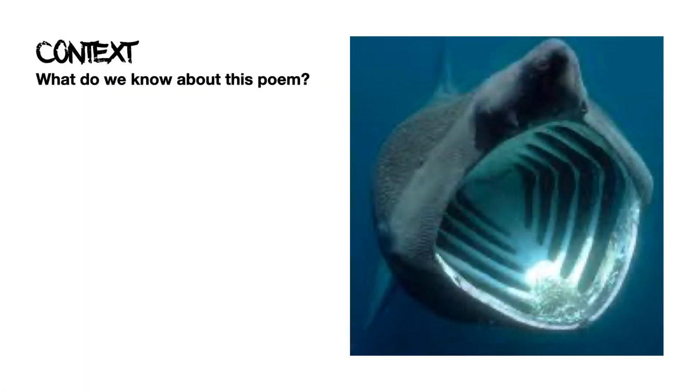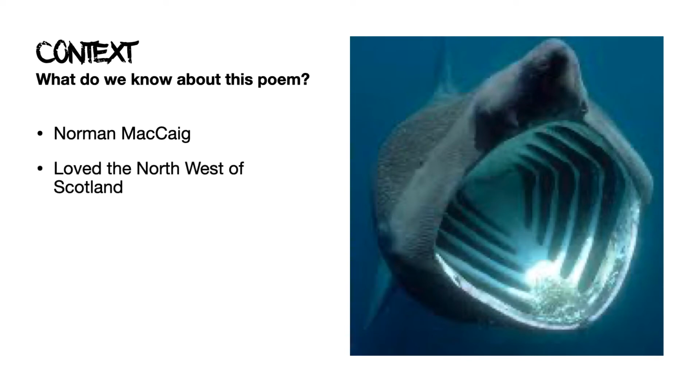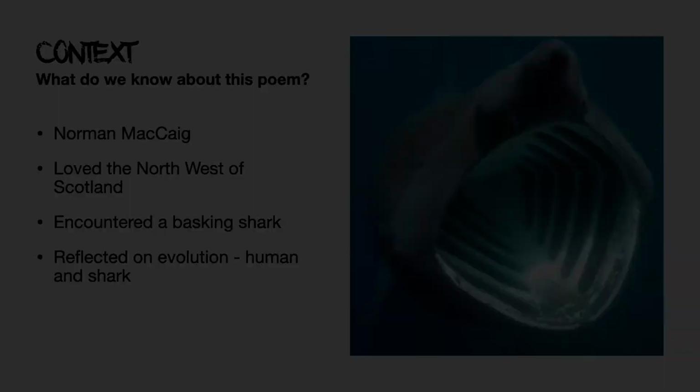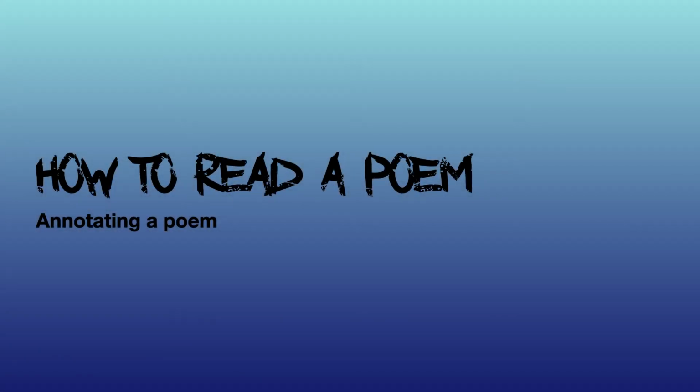Let's think about the context of this poem. It's by a Scottish writer called Norman McCaig, who loved the northwest of Scotland, and he does write about actually encountering a basking shark, and some say that this poem is about a reflection on the evolution of humans and sharks. So maybe keep that in mind when we go to read the poem again.